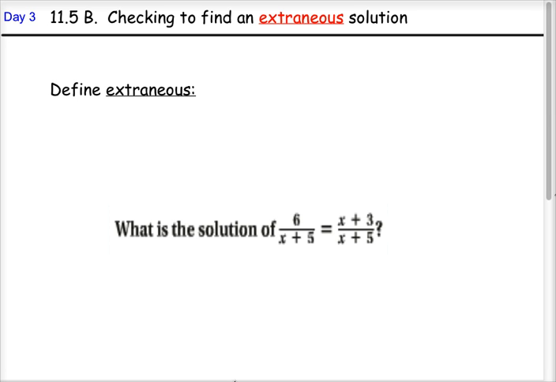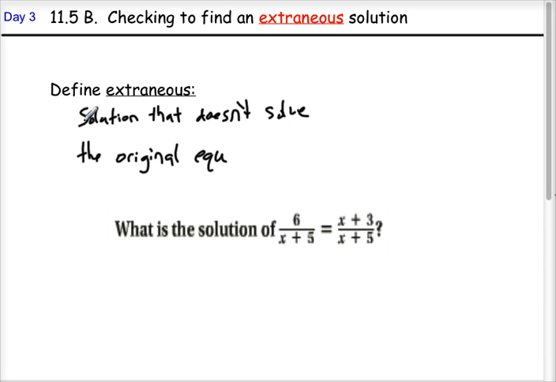You have made it. Now, today, we are going to focus on extraneous solutions. An extraneous solution is a solution that doesn't solve the original equation. All right, so a solution that doesn't solve the original equation. Let's take a look at what I could mean by that.